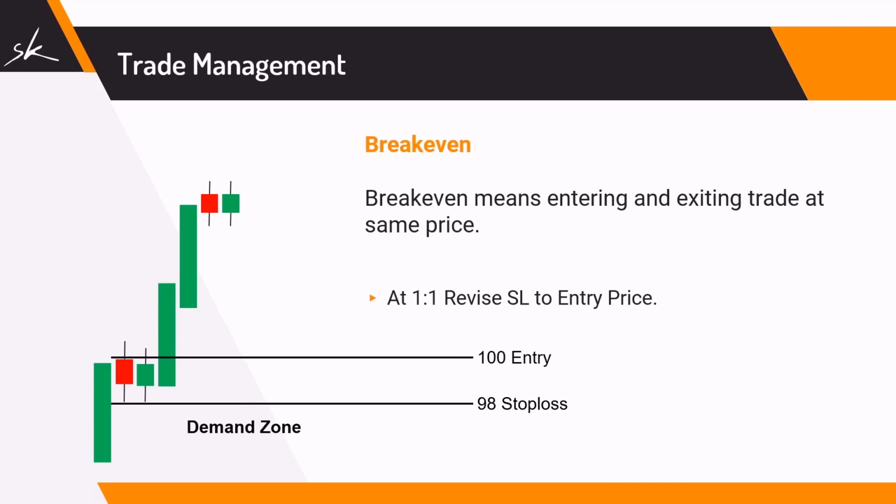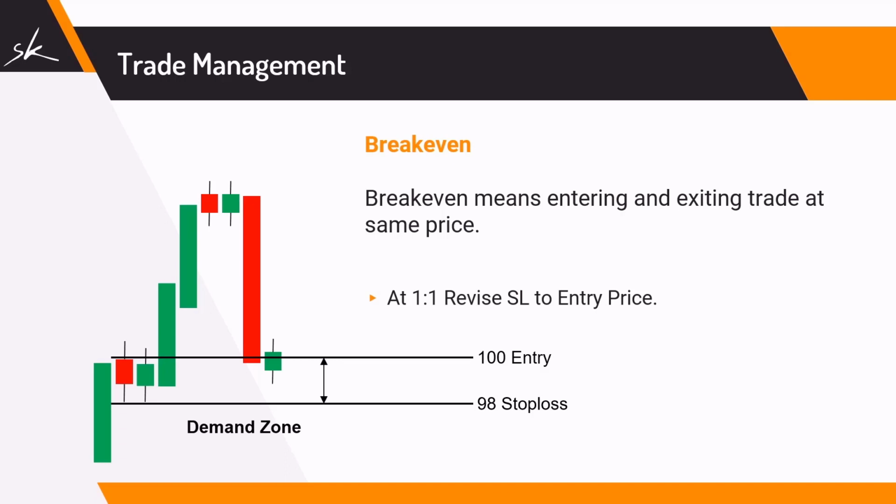Let's look at an example of trade management using a demand zone. In this trade, entry price is 100 and stop loss is 98. We are waiting for price to come back to the demand zone. Once the price retraces to the demand zone, we will be entering the trade at 100. Our stop loss is at 98. Therefore, we are taking a risk of 2 rupees on this trade.